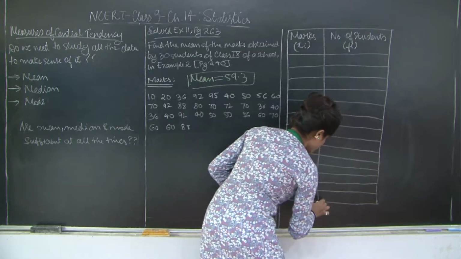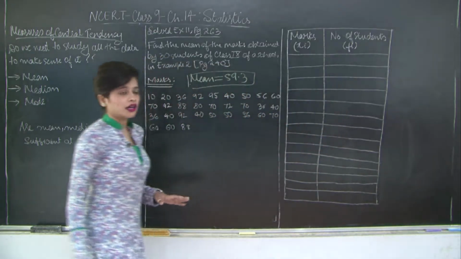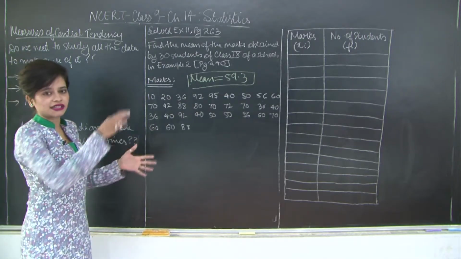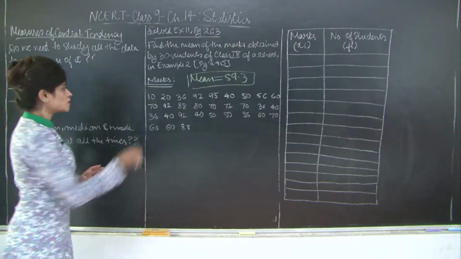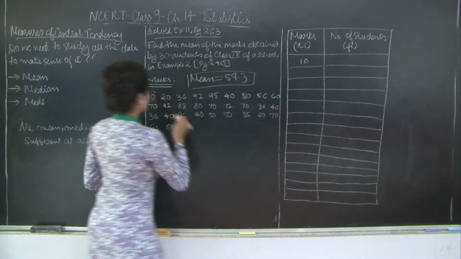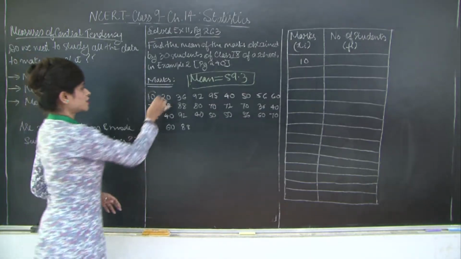We'll add more rows and columns if needed. I'm sorry, so the marks. Now we need to arrange the marks first in ascending order and write down all the marks that we get. So first of all I have 10, so I'm just going to take 10. Then the second highest mark that I have is 20.